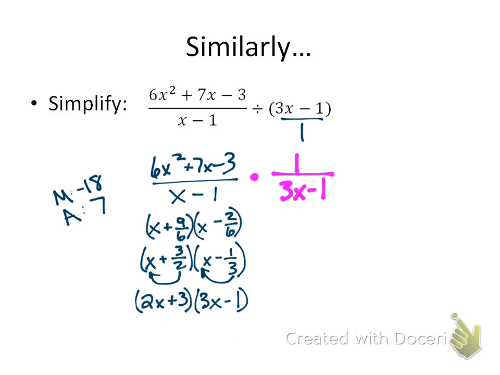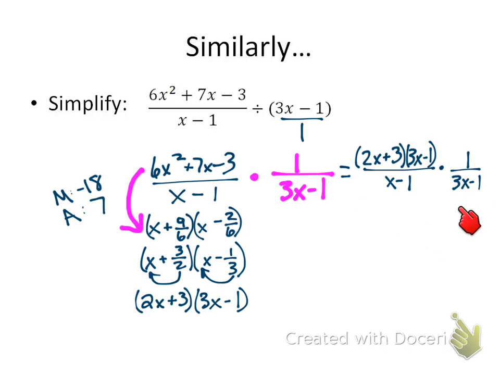This was all just to factor that numerator. So I'm going to write off to the side of the factored form. Writing it in factored form, we see what can cancel. That 3x minus 1 matches in the numerator and in the denominator. So I'm left with 2x plus 3 in the numerator times 1, which just leaves us with 2x plus 3, and x minus 1 times 1, which leaves us with x minus 1.